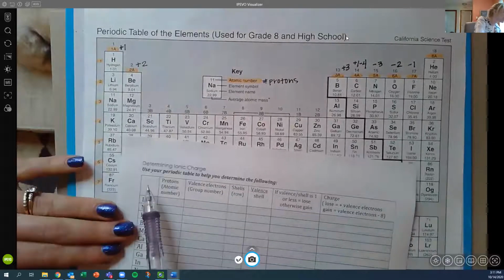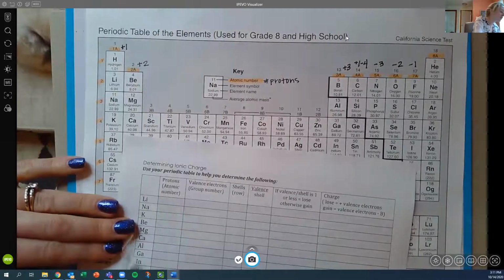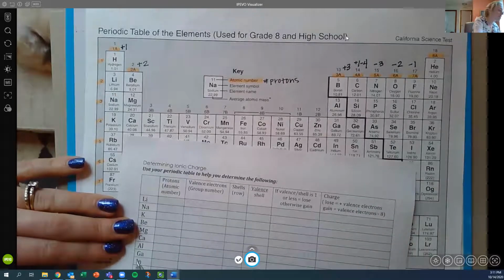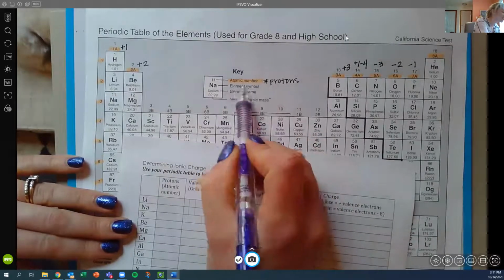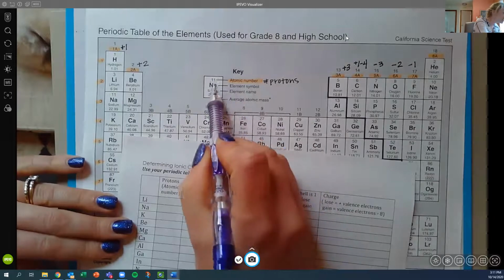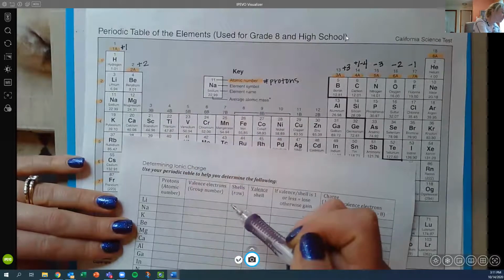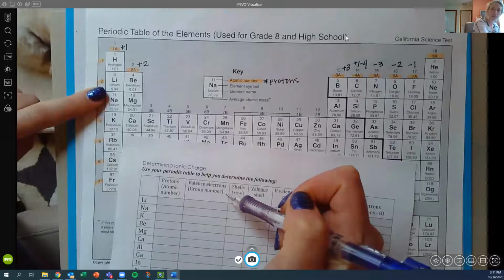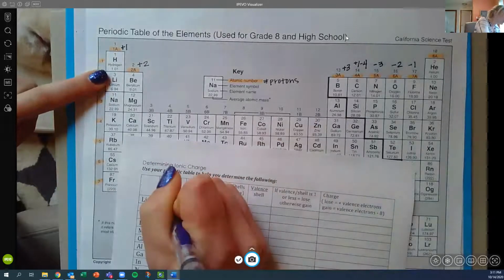So for the first one, we've got lithium. We want to find the number of protons it has, and that is the same as the atomic number. So if we're using our periodic table, I've highlighted here our atomic number is this top number, and that is our number of protons. So when we find lithium, we see that that number is 3.